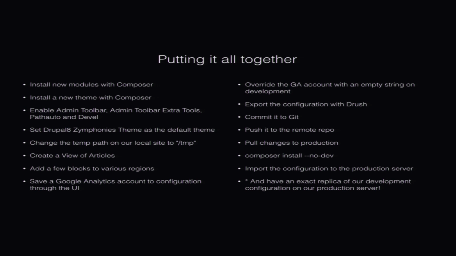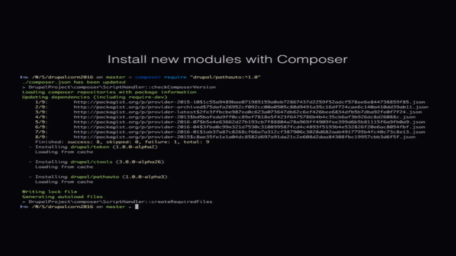Okay, now we're going to put it all together. This is what we're going to do. In short, we're going to install some stuff, change some configuration settings. We're actually going to create a view and see how that gets pushed up through configuration management. Assign some blocks to places, set up Google Analytics on production, and then override it on local. Export all that, commit it, push it, pull it, install it on production, and then see how we magically have a clone of our local site on production.